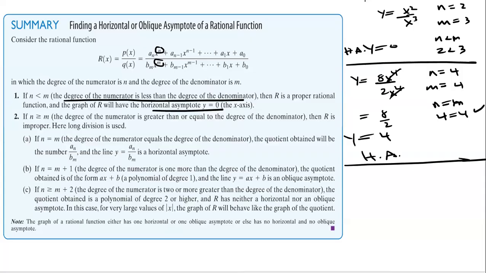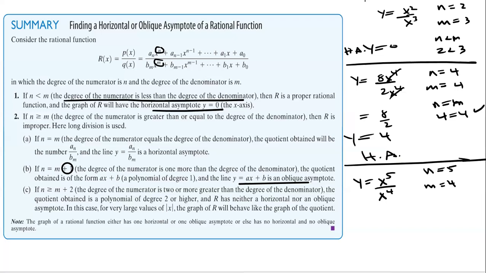Okay, the next one says if the degree of the numerator is one more than the degree of the denominator, okay, what do we have? We're going to have an oblique asymptote. So, if we have, say, y is equal to x to the fifth divided by x to the fourth, okay? So it's one more than the denominator, right? So n is equal to 5, m is equal to 4. So the numerator is one more than the denominator, right? That's just saying plus 1.